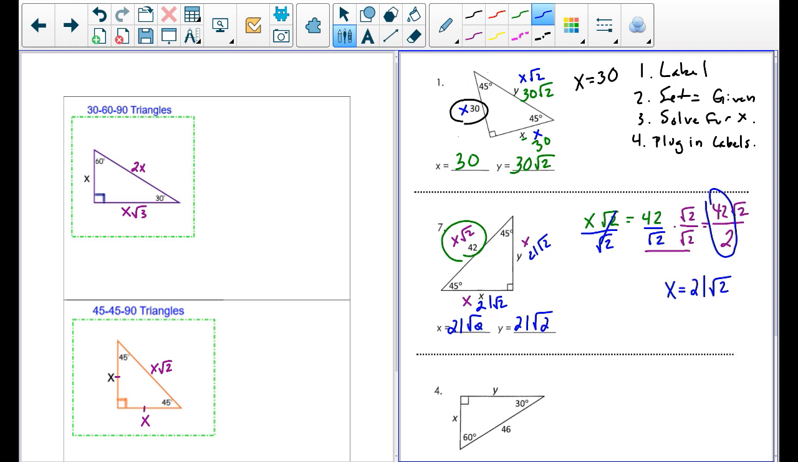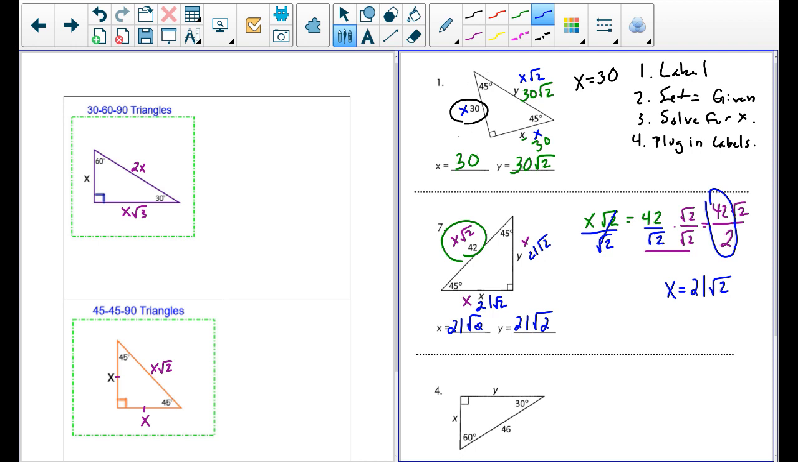So with the 45, 45, 90, this is the hardest one, because you have that square root of 2 we have to divide by. So use this kind of as your template. This always is going to be the same. You're going to divide by square root of 2, and then you're going to multiply both top and bottom by square root of 2. The bottom becomes square root of 2. Take half of that top to get our answer.